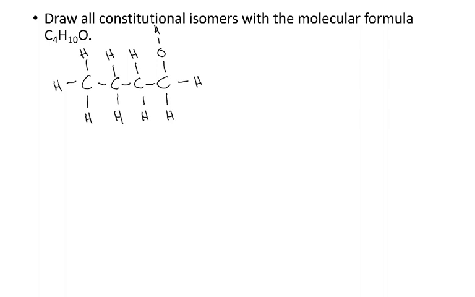All right, so some other constitutional isomers we could draw. I could put the oxygen on. So right now, oftentimes when we're thinking about organic structures, we number the carbons in the chains. So right now the oxygen is coming off carbon 1. I could also put the oxygen coming off carbon 2. And so I could draw this.